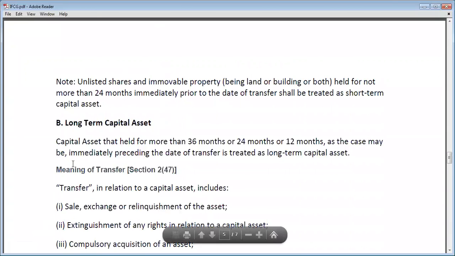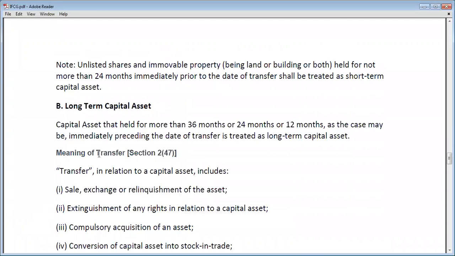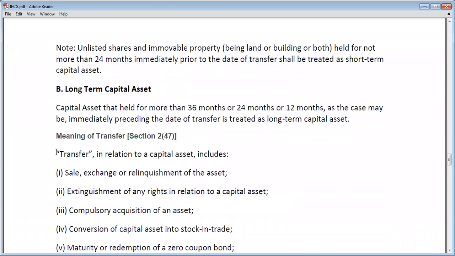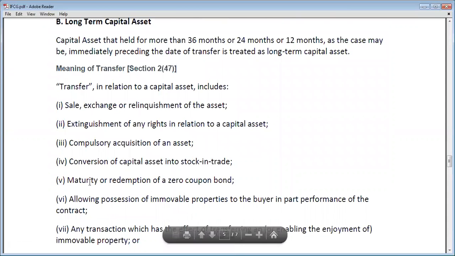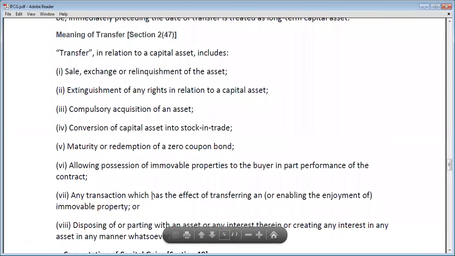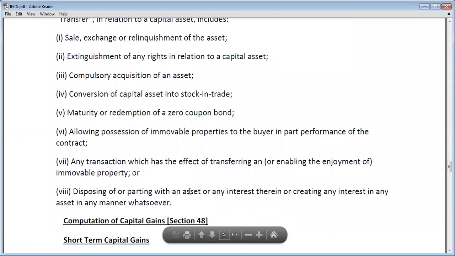Yes. Now, what is the meaning of transfer? The meaning of transfer is given in section 2(47) of the Income Tax Act. So let's see what we will include in transfer. In transfer, in relation to capital assets, we will include sale, exchange, and relinquishment of assets, extinguishment of any rights in relation to capital assets, compulsory acquisition of assets, conversion of any assets into stock in trade, maturity and redemption of zero coupon bonds, allowing possession of immovable property to the buyer in part performance of the contract, any transaction which has the effect of transferring immovable property or disposing of or parting with an asset or interest therein or creating an interest in any asset in any manner whatsoever.